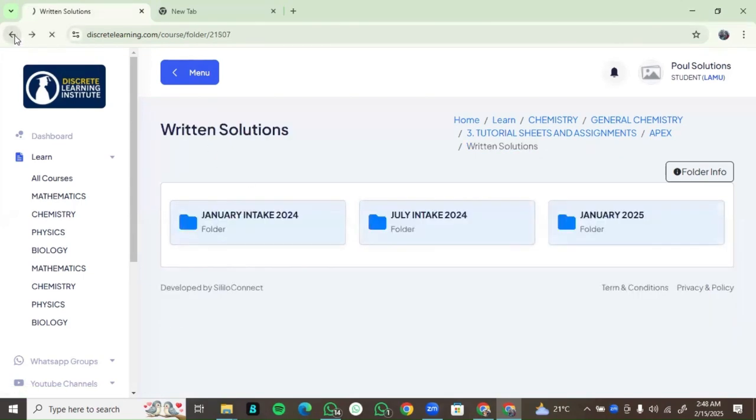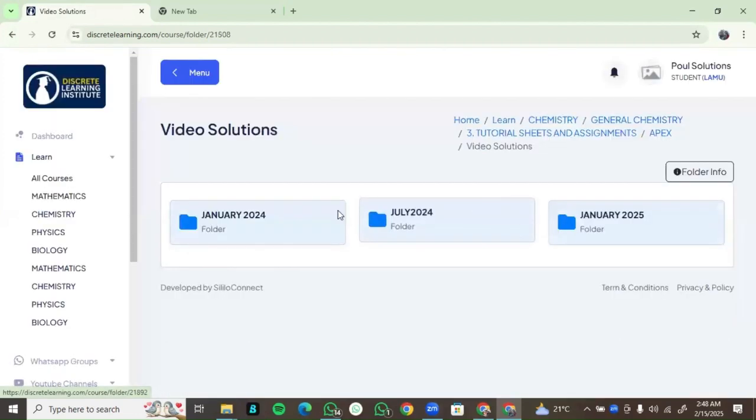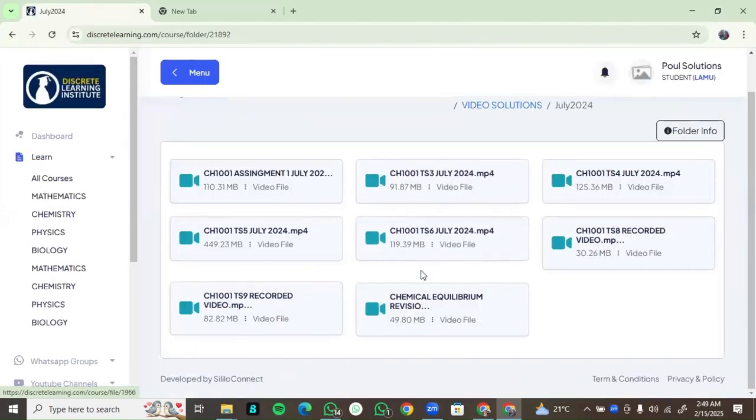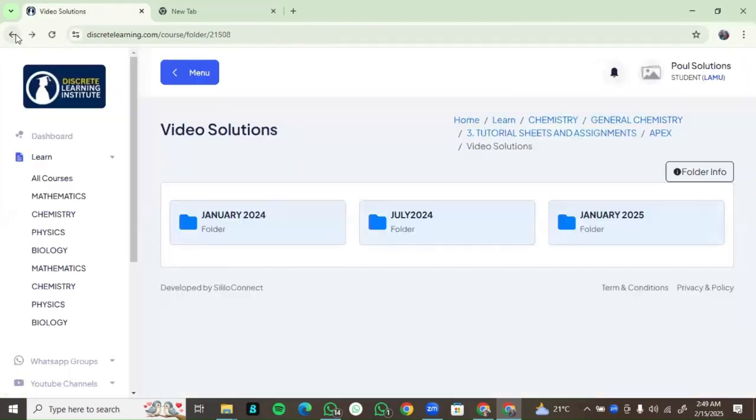And then if you go back, you can go to the videos. You're also going to find the videos according to the intakes. So you make use of these other intakes because they're the same things that come. So you revise using these videos that are here. Don't just look at the videos, revise using them. If I go in July 2024, you're going to see all these videos on tutorial sheets. So you can use them.